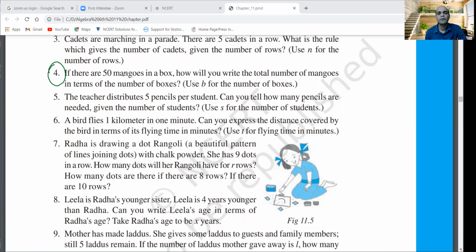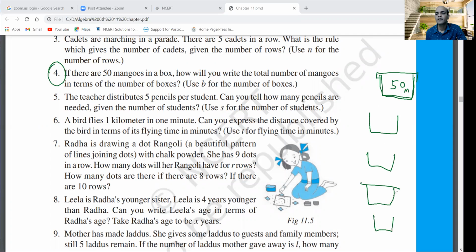If there are 50 mangoes in a box, think this is a box. In a box, how many mangoes are there? This is a box, okay? It's covered, 50 mangoes are there. How will you write the total number of mangoes in terms of number of boxes? Use B for the number of boxes. So there are many boxes here, right? Yes, sir. Maybe 5 boxes are there. Now the question says use B for boxes. And in a box, how many mangoes are there?